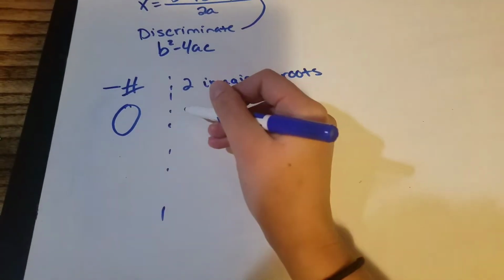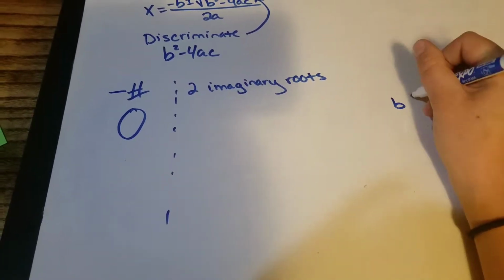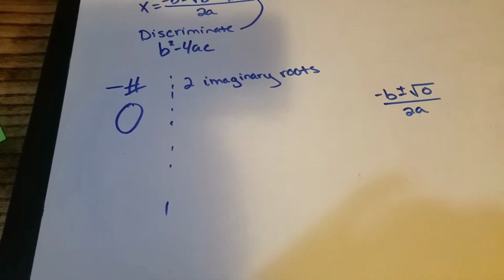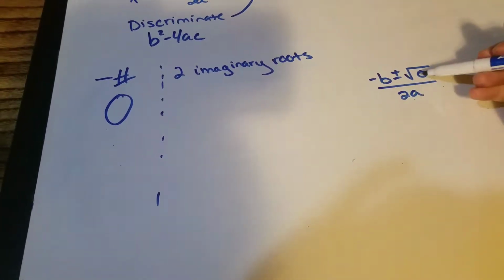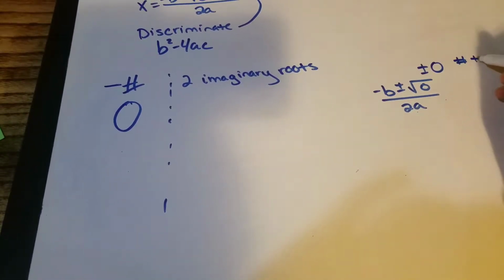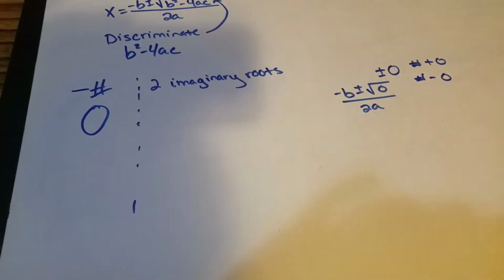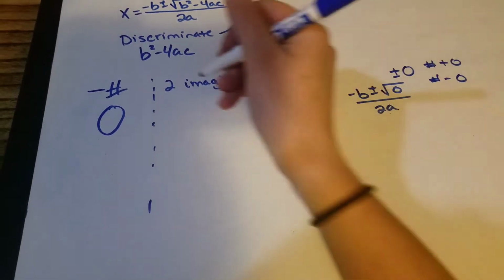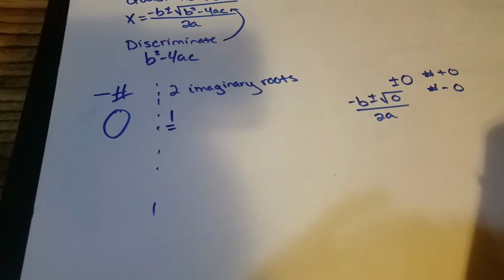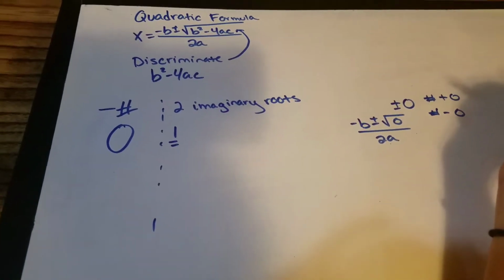The next one, a little bit harder than the negative, is 0. If you get a 0 out, think about what that means: you're going to have your negative b value, plus or minus the square root of 0, over your 2a. If you're adding and subtracting the square root of 0, you're adding and subtracting 0. So you have some number, you're adding 0 and then dividing, and minusing 0 and dividing. Nothing's going to change. So if you have 0 for a discriminant, that's the only time you will have one root.